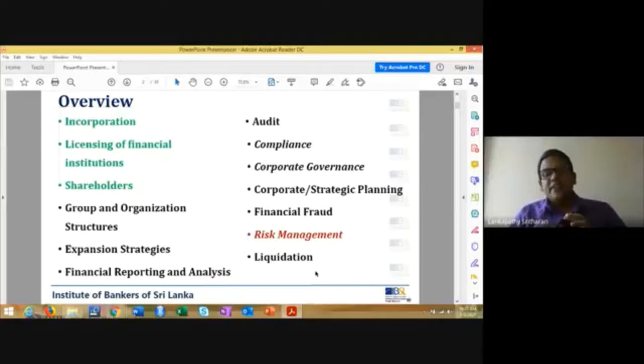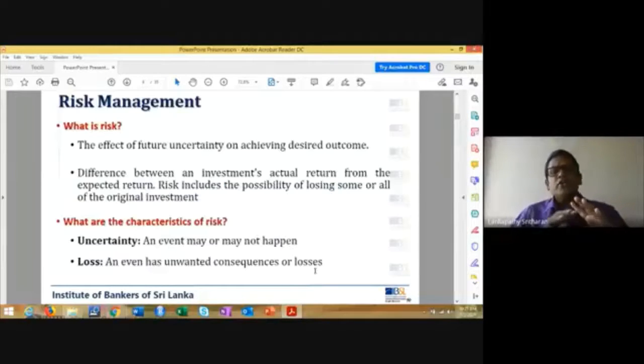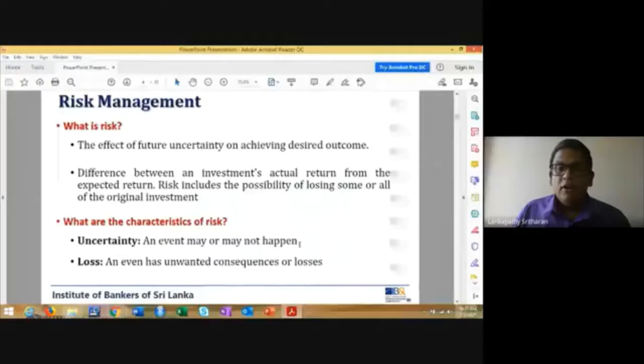Then you will have more knowledge about this topic, and from the exam point of view, as well as the personal and knowledge point of view, it is more useful. So today I am going to start the new topic, risk management. Before going into the detailed discussion on risk management, I feel it is better to understand what risk is.